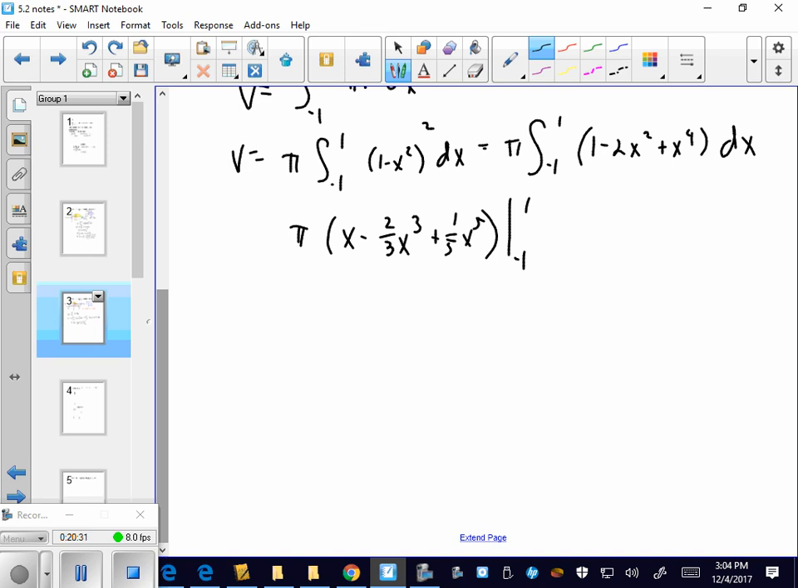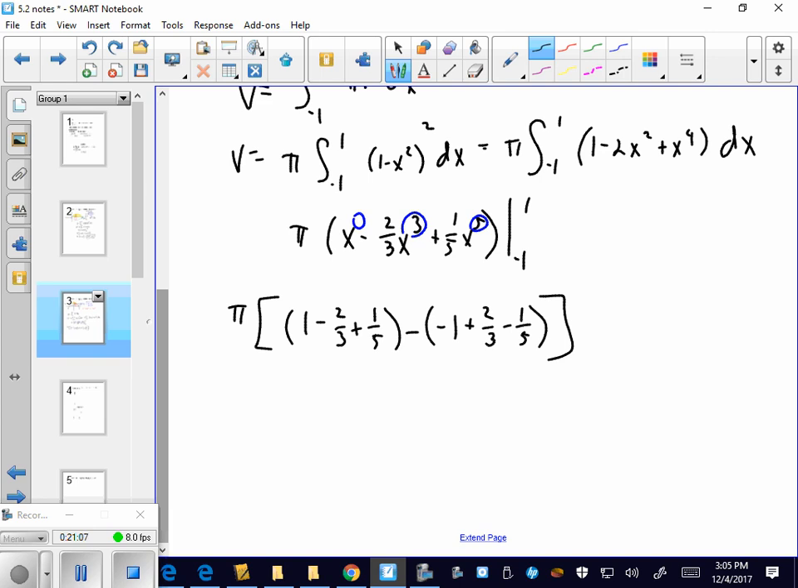All right, let's plug all this stuff in. I know I'm going to have pi on the outside of all this. Plugging in 1, that's the easy one. That's 1 minus 2/3 plus a fifth. Plugging in -1, one thing you should see is that there's a 1 there, there's a 3 there, there's a 5 there. It's all odd powers, so really it's just going to change all the fraction signs, because when I raise -1 to those powers, it's going to become negative, so that's going to become -1 plus 2/3 minus a fifth.